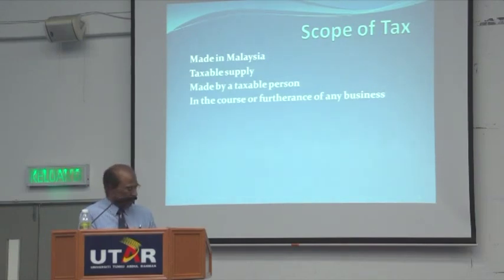It must be a taxable supply. Later we'll come across what we mean by taxable supply. It must be made by a taxable person. So when we say taxable person, he's the one who's registered. Just now we said someone who's not registered can't charge. It must be a registered person, then he will be supposed to charge, and in the course or furtherance of any business. So the businessman, if you're engaging in business activities and you're registered, then you have to charge GST.